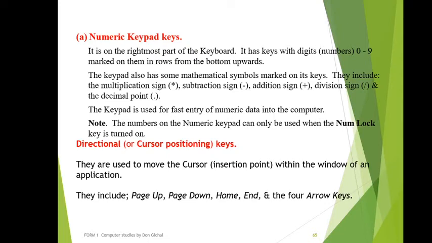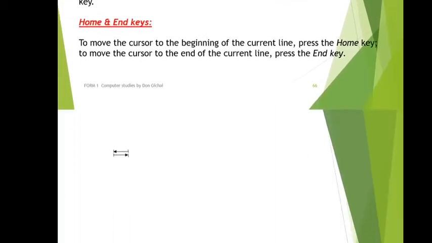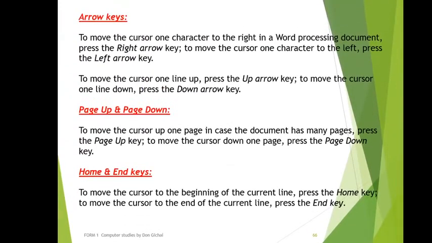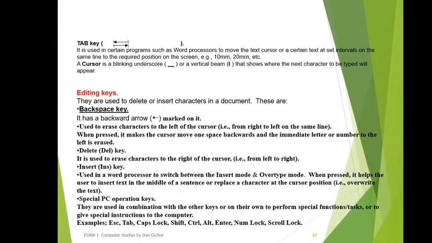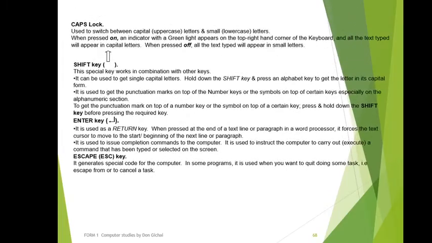Then we have the cursor positioning keys or editing keys. We have page up, page down, home, end, those ones. Then we have the arrow keys, the ones that you can use for playing games. Then we usually have the tab key. The tab key is situated at your left. It is used for pressing space when you are doing paragraphing. You have delete, backspace, for deleting.